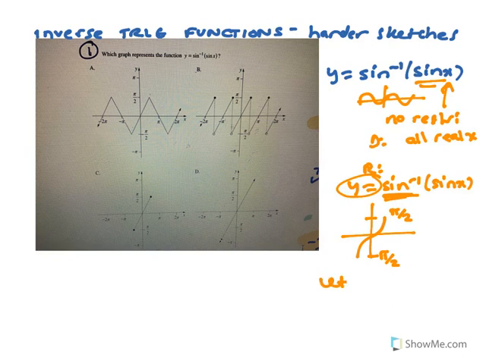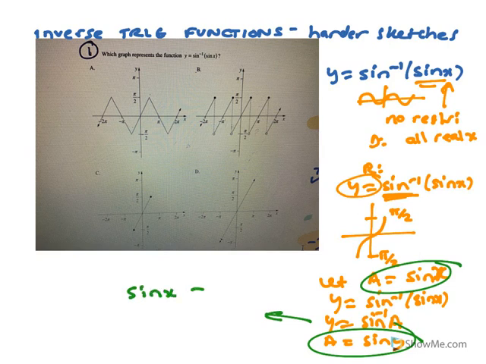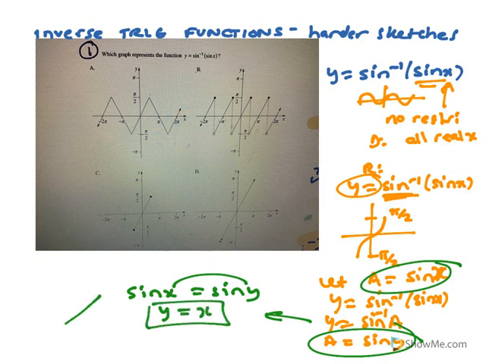So when we're looking at this, if we let a equal sine x inside that function, then you've got sine the minus 1 of sine x. So it's sine the minus 1 of a. That means that a equals sine y. So now we have a is sine y and a is sine x. So you can only conclude that sine x equals sine y. So that means that y will equal x. So y equals x looks like that.